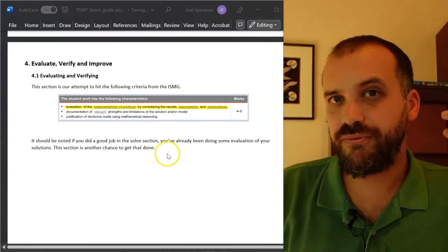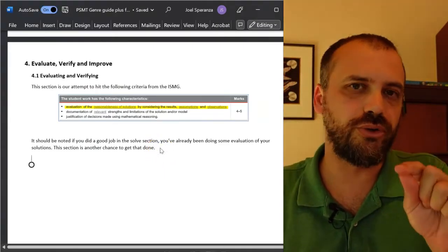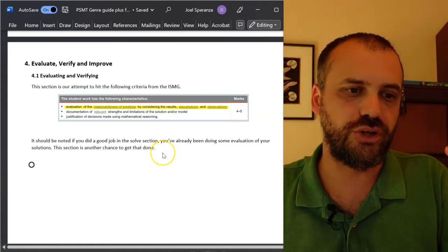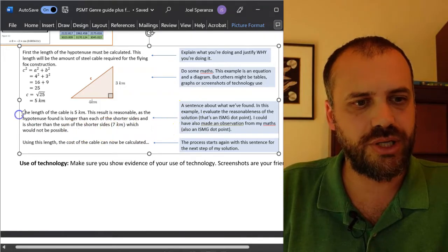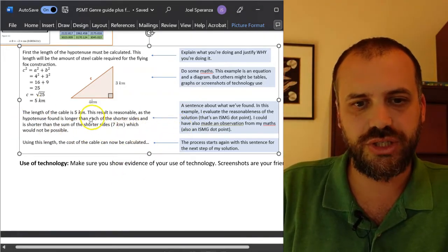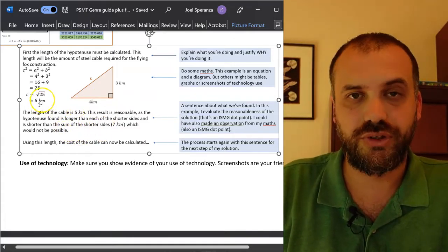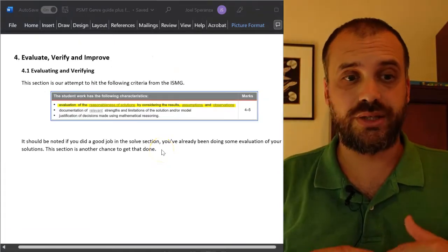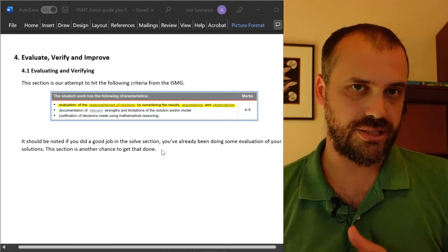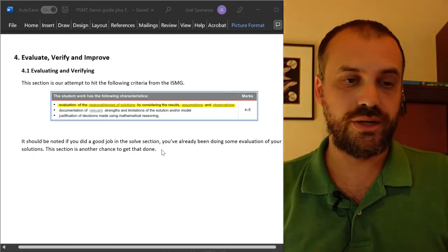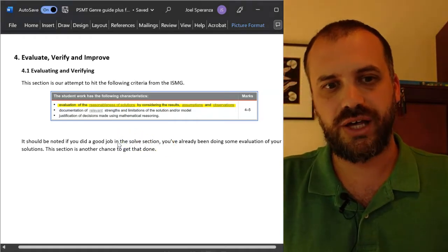Now, good news, if you were following a lot of my recommendations in the solve section, then you've probably already been doing some evaluation of your solutions. Watch my previous video on this, you'll see that I evaluated my solution within my solve section. This is evaluating my solution by considering my result of 5 kilometers there. That doesn't mean that we get to just leave this section blank. What we're trying to do is create a bomb-proof PSMT here that when we send it away to the QCAA, they go, yeah, of course this is 20 out of 20. Look at all this great stuff they've done in evaluate and verify.